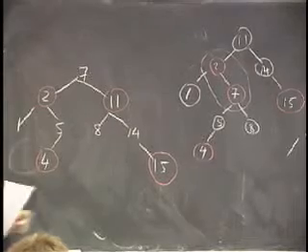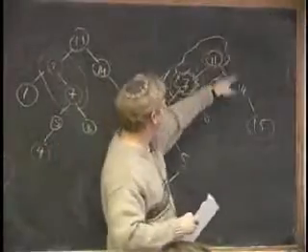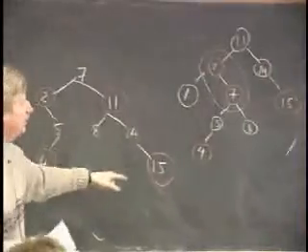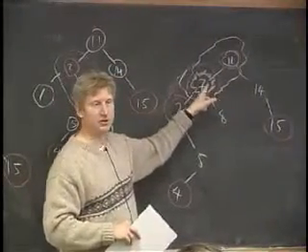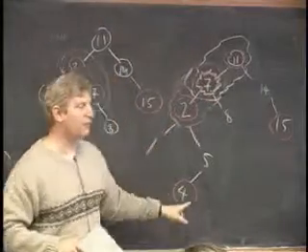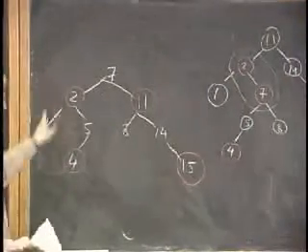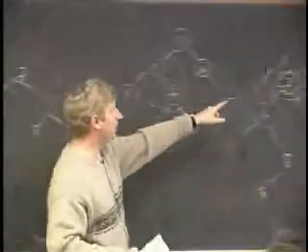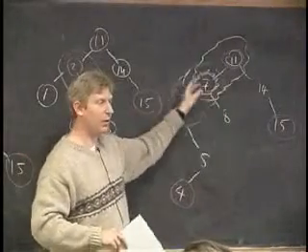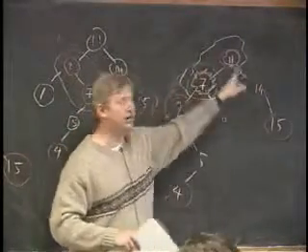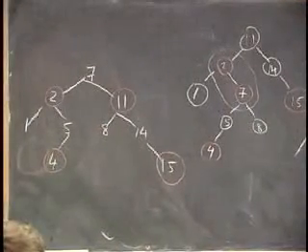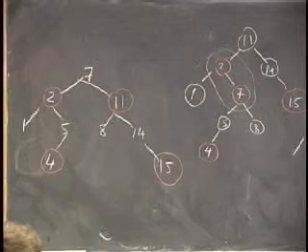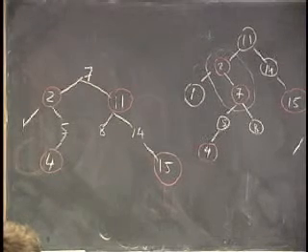The 7 and 11 rotate around. The 11 still holds its 14 and 15. The 7 still holds its 2, 1, 5, 4. And the right part of the 7 that's got no place to go gets snipped off and connected to the left part of the 11. So first we did a left rotation, and now we did a right rotation.